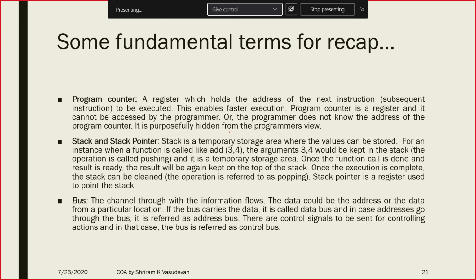And the next is the stack and stack pointer. The stack is a temporary storage area. You can store any content there, and the stack gets updated through the stack pointer moving; it can be filled only at the top of the stack. Stack pointer is a register, and stack is a memory location. The stack pointer can be a 16-bit or 32-bit register, remember it.